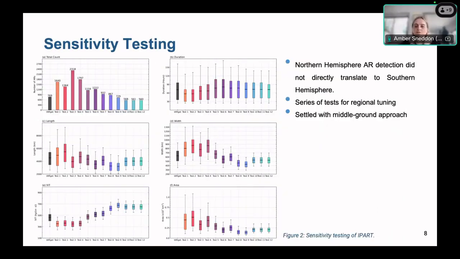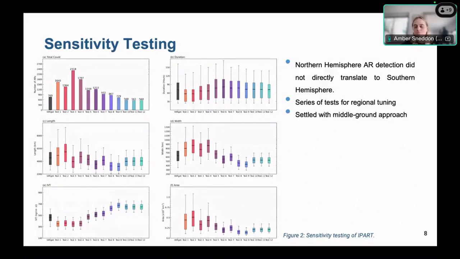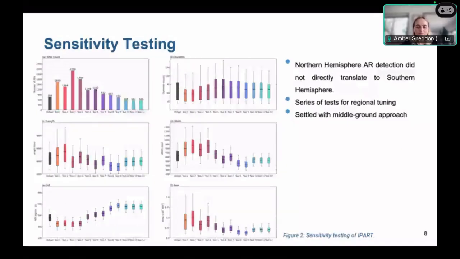So we've done quite a lot of stringent sensitivity testing just to make sure that the detection algorithm works very well for our region, because it was developed for the Northern Hemisphere, and when we translated it to the Southern Hemisphere, it didn't perform super well. So we've done quite a lot of regional tuning, and we're quite happy with where we are now. We went for a middle ground approach and found an optimal set of parameters to use.